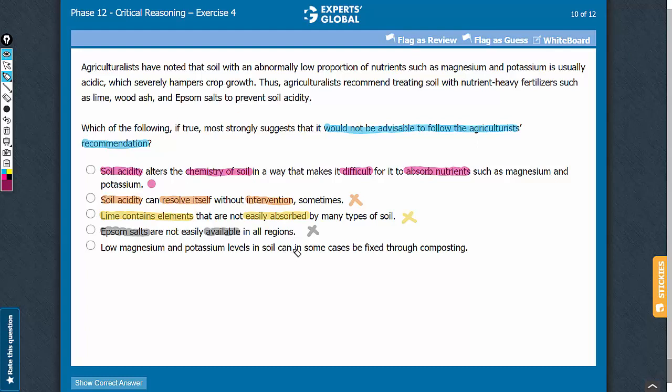Answer choice E. The argument mentions that nutrient-heavy fertilizers can treat soil with low proportion of nutrients such as magnesium and potassium, whereas this answer choice states that low proportion of magnesium and potassium can be treated through composting. So this answer choice basically offers the alternate solution of composting in order to take care of the problem of low proportion of nutrients. However, this answer choice doesn't suggest that treating soil with nutrient-heavy fertilizers will not prevent soil acidity. So this answer choice is just additional information and does not weaken the conclusion. Also, this answer choice talks about some cases and is limited in scope. So let's eliminate this answer choice. A is the correct answer choice.